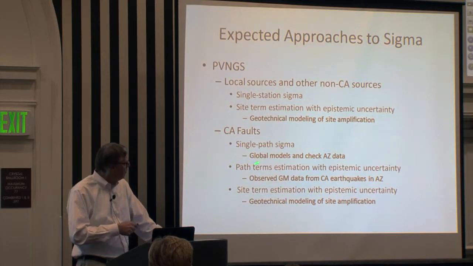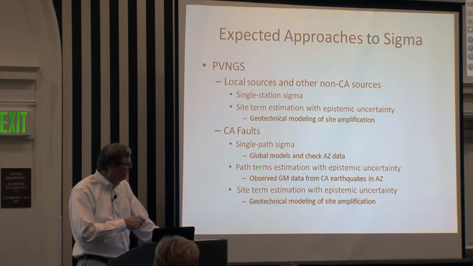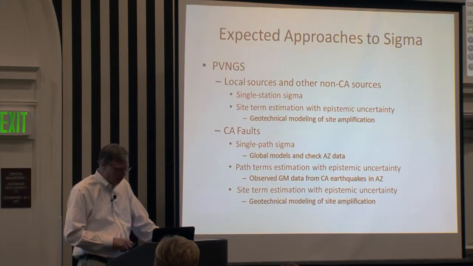So this will give us ways of estimating the path terms from the observed ground motion data in Arizona from those California earthquakes. We have to track epistemic uncertainty, that is, how well is that constrained given the number of recordings and earthquakes that we have. And then we'll have the same, this part here in single path, we need to have both of these, a path term and the site term brought along. Okay, and I believe that's it. Questions?